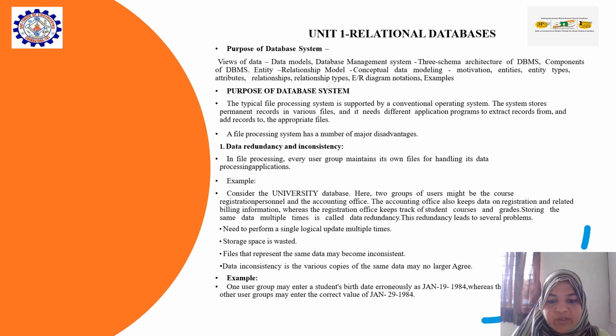In file processing, every user group maintains its own file for handling its data. For example, consider the university database. Here, there are two groups of users, might be course registration personnel and the accounting office. The accounting office also keeps the data on the registration and related billing information, whereas the registration office keeps track of student courses and grades. With this, redundancy leads to several problems. We need to perform a single logical update multiple times. Storage space is wasted. Files that represent the same data may become inconsistent.